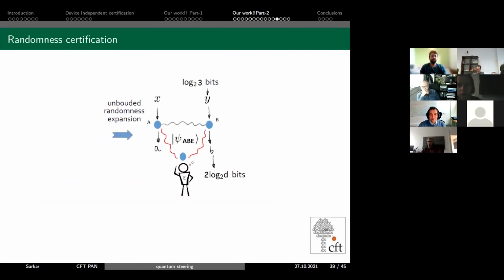So now, using this POVM, what we would like to certify is 2 log 2d bits of randomness, which is the maximum amount of randomness which can be achieved using any quantum system. The scheme is like this: there is some Eve who has access to Alice and Bob, and Bob needs log 2-3 bits of randomness to encode his measurements, and he can get 2 log 2d bits of randomness. Since this works for any dimension, we have an unbounded randomness expansion.